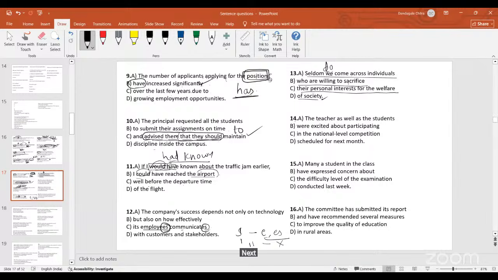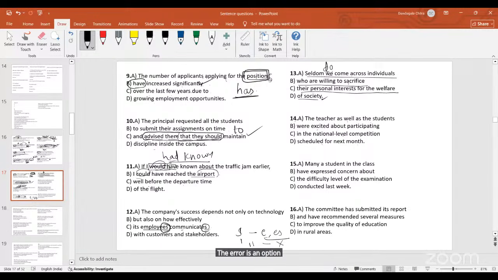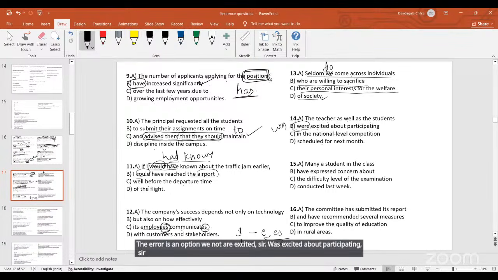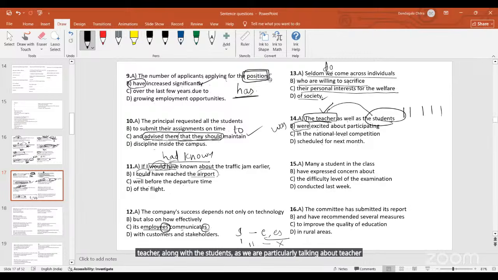Next, the teacher as well as the students were excited about participating in the national level competition scheduled for next month. The error is in option B, sir. Not were excited, sir. Was excited about participating, sir. Right. The teacher as well as the students. So they are individual. We should concentrate on the first subject more. Teacher along with the students, as we are particularly talking about the teacher mostly. So was is the right option.